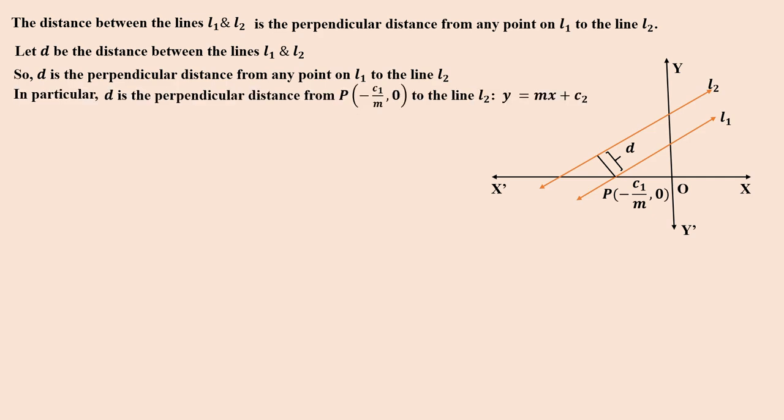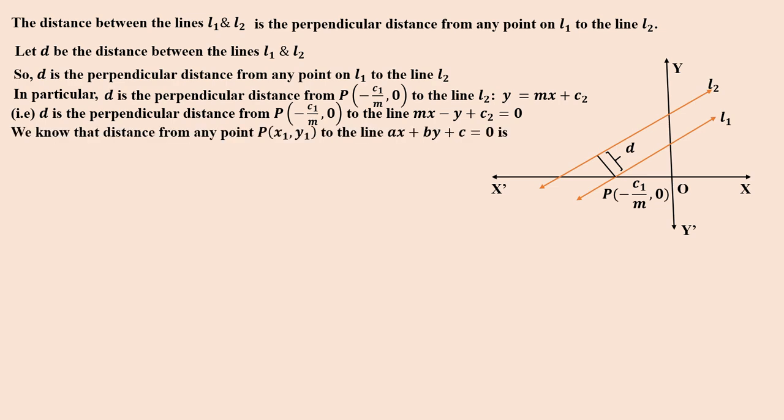In particular, D is the perpendicular distance from a point, so we are choosing the point P. P is on L1. So P, minus c1 by m comma 0, to the line L2: y is equal to mx plus c2. That is the equation of line L2. D is the perpendicular distance from P, the point minus c1 by m comma 0, to the line mx minus y plus c2 equal to 0.